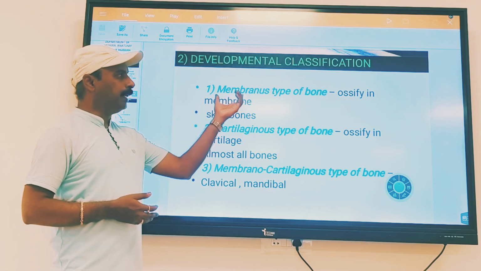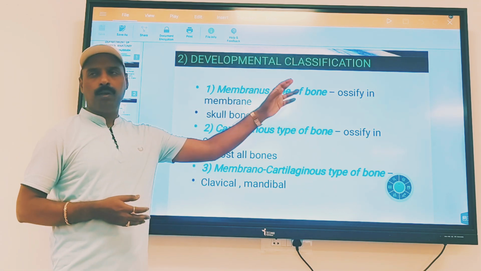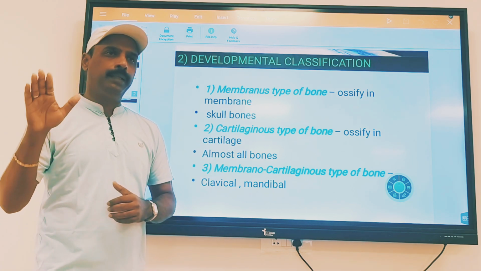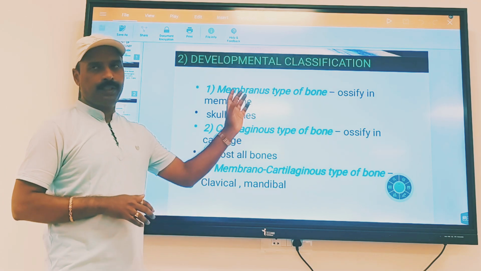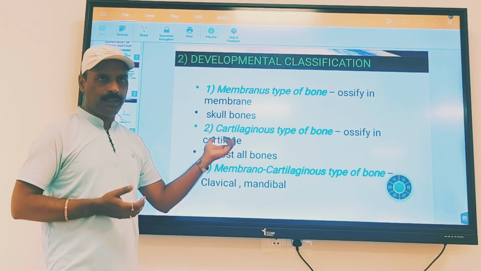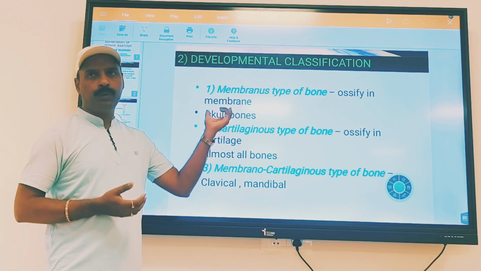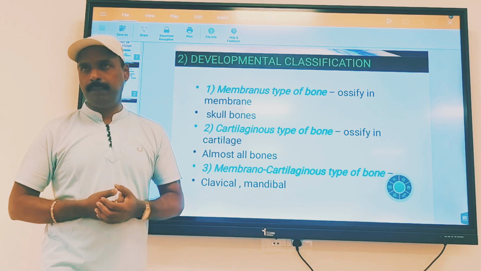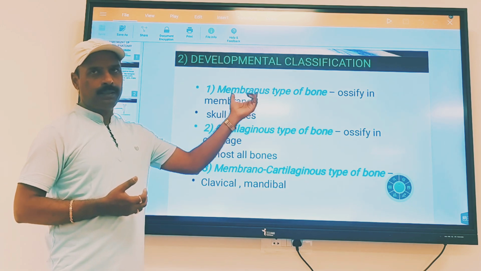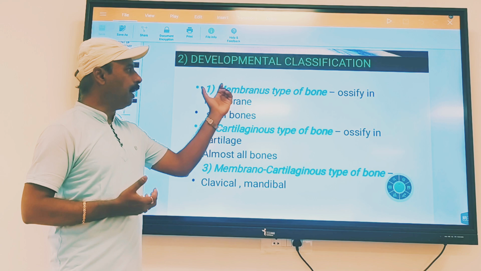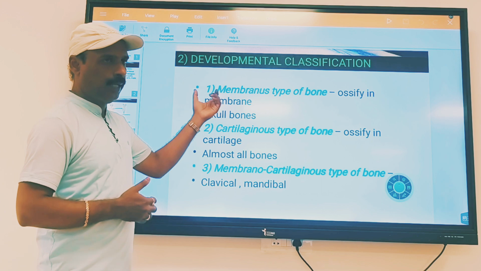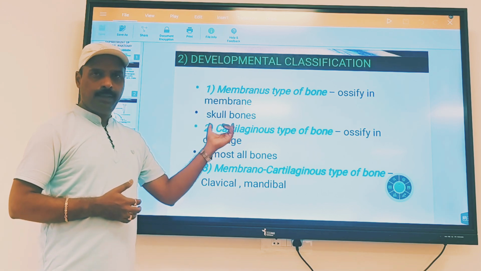Ossification is the process of formation of complete bone. In this you will get two types, membranous and cartilaginous. All the skull bones are very soft in appearance, membranous. So all these developmental processes occur in the skull bones. They always develop in the form of membranous type of bones.